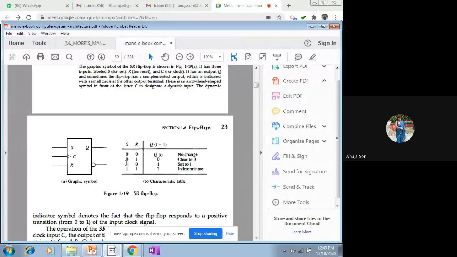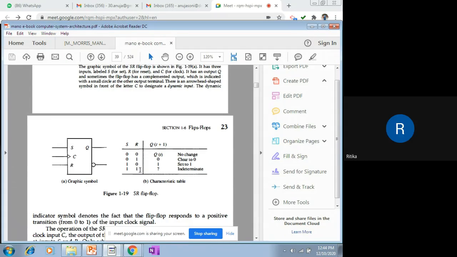Now whenever the value of SR is 1 0, then Q of t plus 1, that is the output generated at the t plus 1th timing signal, always and always will be 1, which is also termed as set to 1, irrespective of the previously generated value of Qt. It is not dependent on the previously generated value of Qt. Now we come to the next combination, that is 1 1.